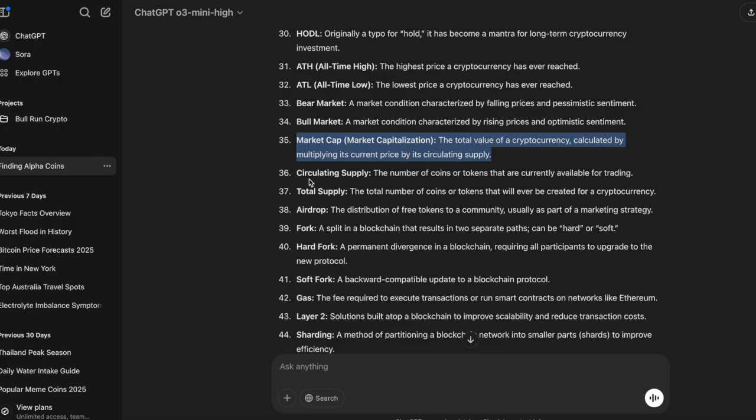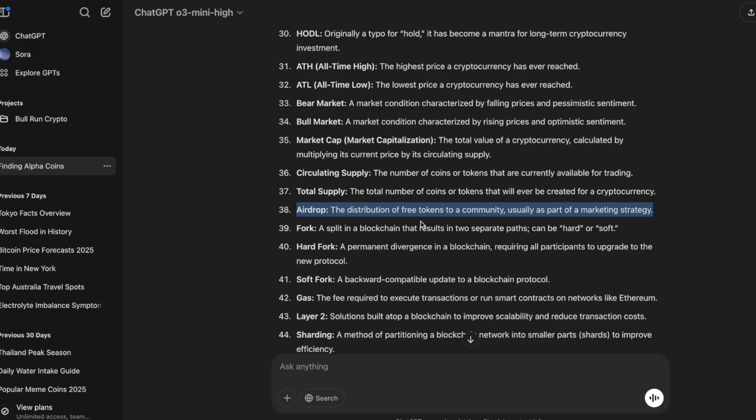All right. Now we're talking about circulating supply. Whenever you hear that word, that's the number of coins or tokens that are currently available for trading. Bitcoin is set to have 21 million, but right now it has about 19.2 million currently circulating. Total supply is the total amount, which would be the 21 million when all coins are fully mined.